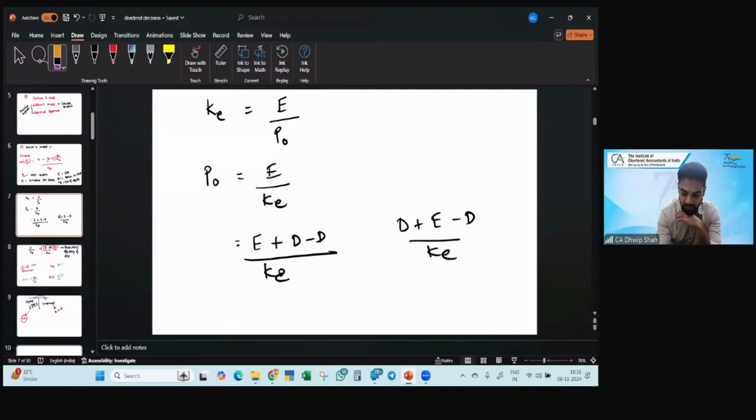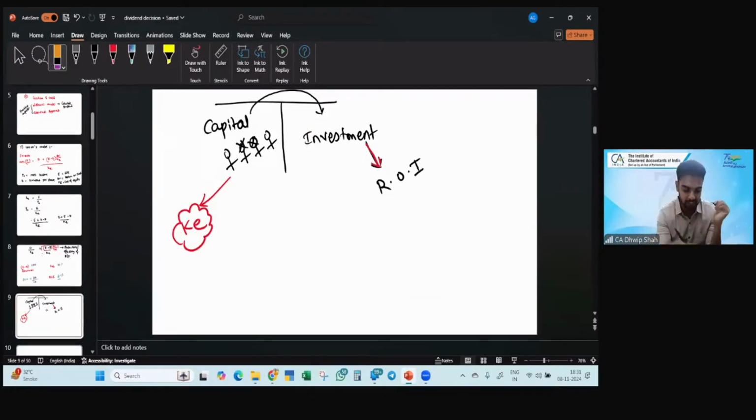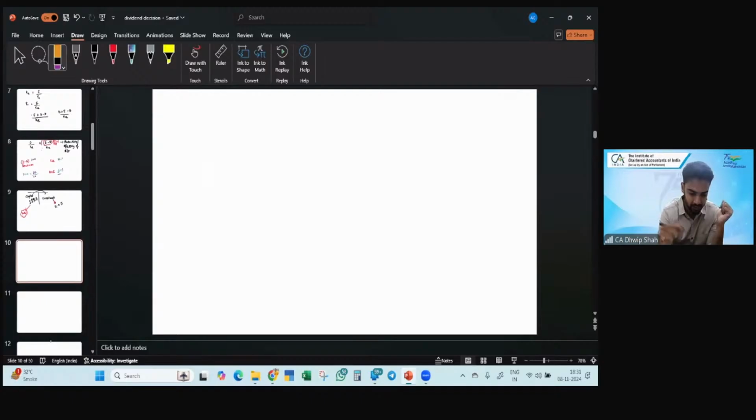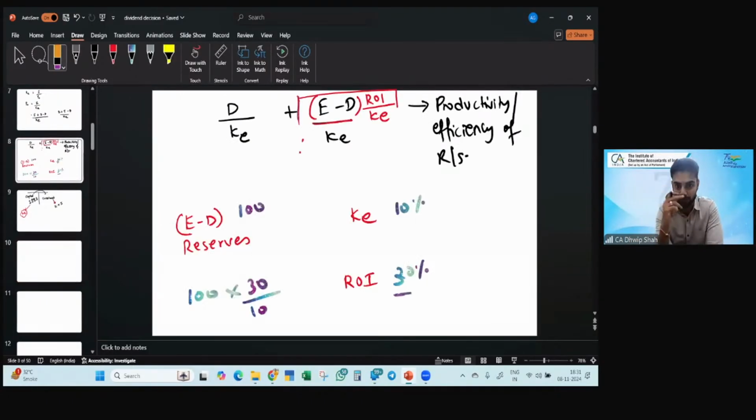It is nothing but E upon KE plus the efficiency of reserves or productivity of reserves, plus the efficiency of the company to generate multiple times of ROI.